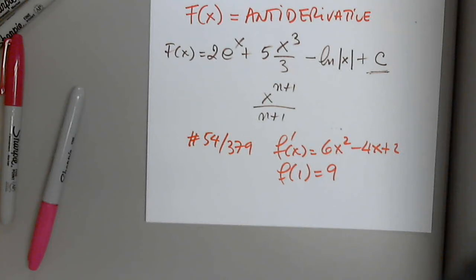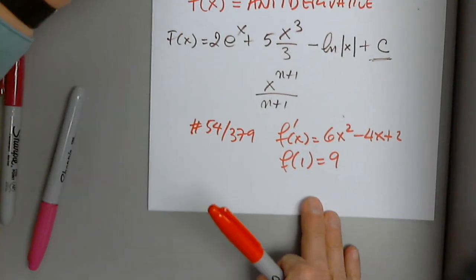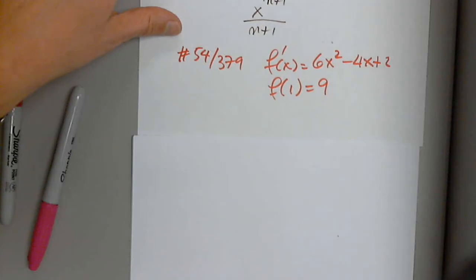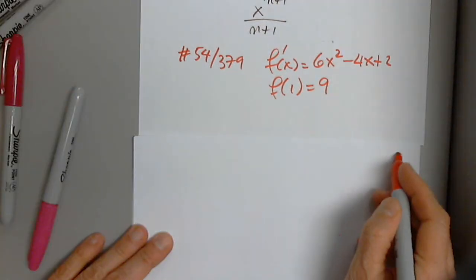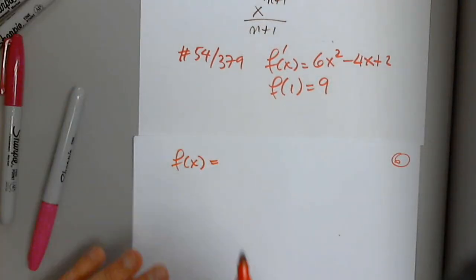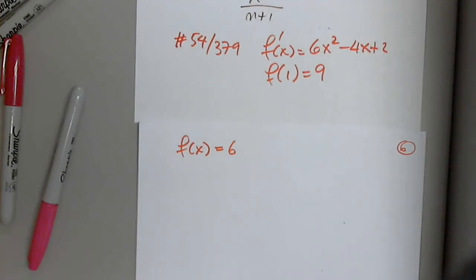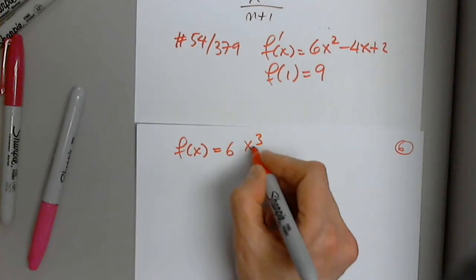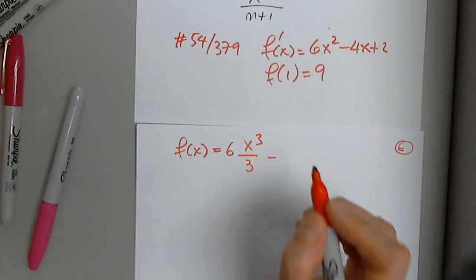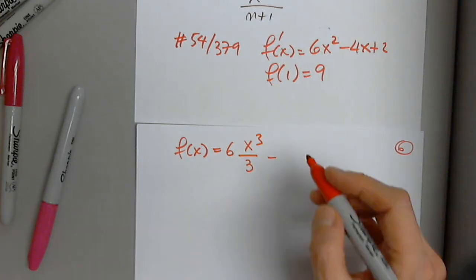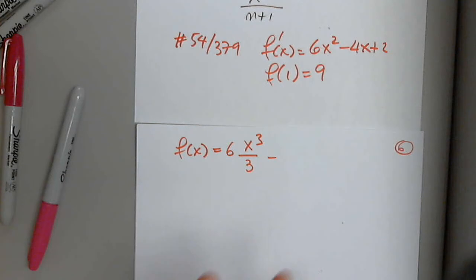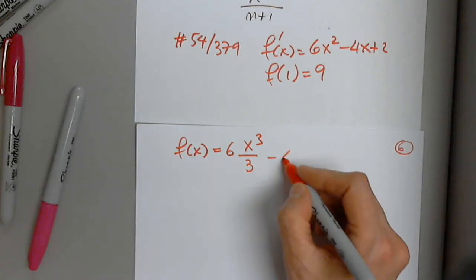Right. Perfect. Okay, so let's find f of x. Can anyone dictate? Of course, 6 has to stay outside. And you have x to the third. Over... Very good. Minus. We'll simplify later, but we want everyone to see. Minus 4.